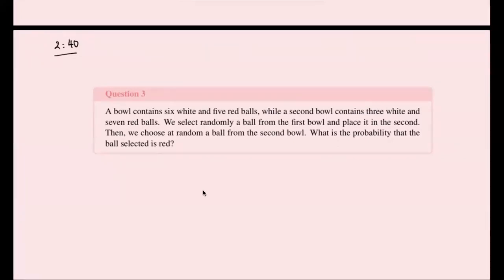I suggest you draw a tree diagram. What is the color of the ball that you got from the first ball? And then what is the color of the ball that you got from the second ball? And what is the probability for each case?